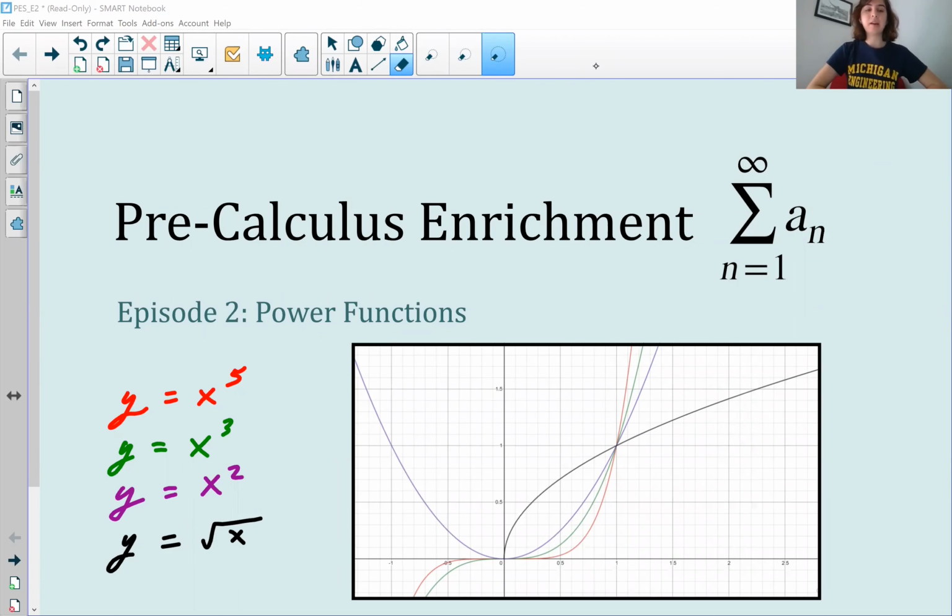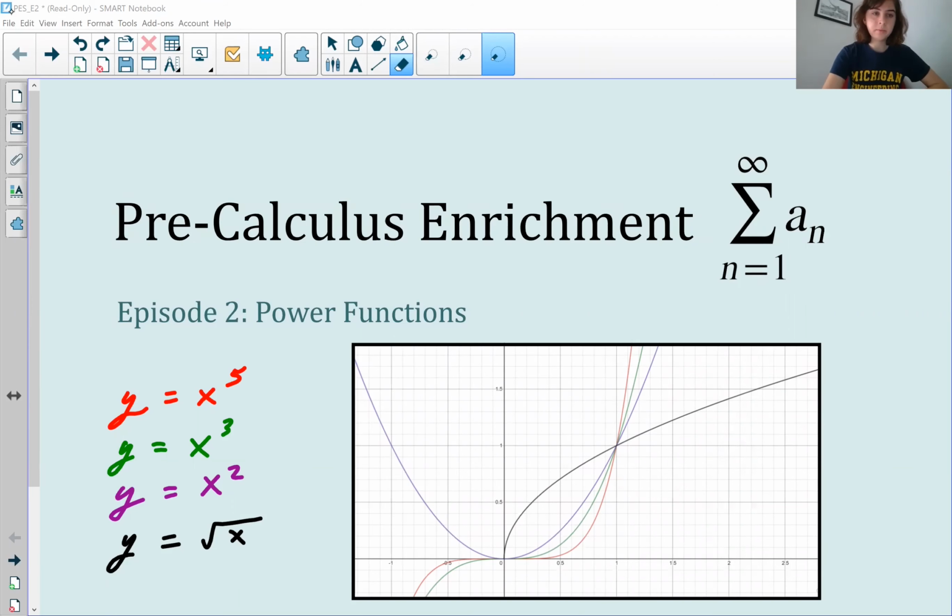Yay. And this time we're going to talk about power functions. You can see some examples at the bottom here. But today I'm just going to go over some even power functions. The next video will cover odd power functions, and then I'll also have an applications video. So let's jump right in.